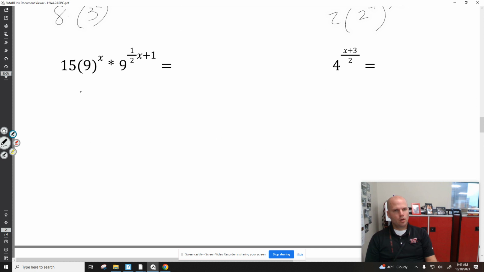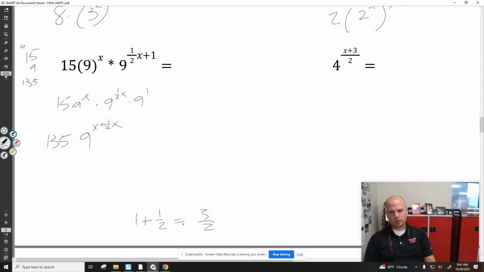All right, I'm going to do what I didn't do on the last one, which is before combining the 9 to the x's, I'm going to rewrite this so that it's times 9 to the first. 9 times 15 I'm going to do, though I don't want to. 135. Okay, so I get 135 times 9 to the x plus 1/2 x. What's 1 plus a half? 3 halves. 2 halves plus 1/2.